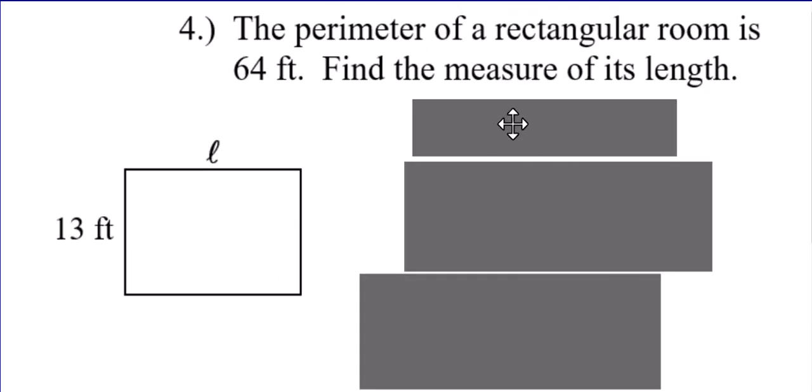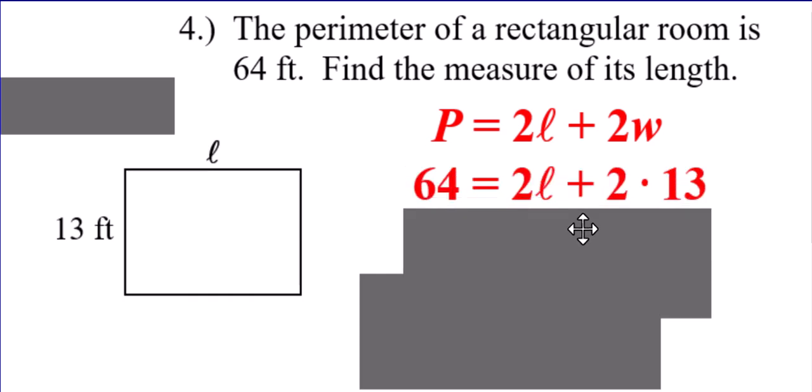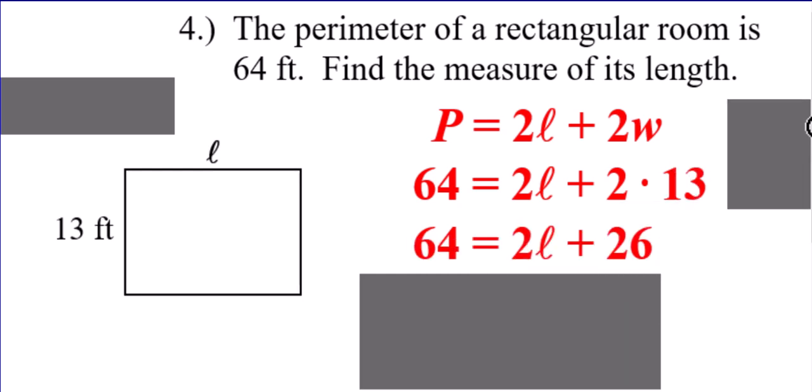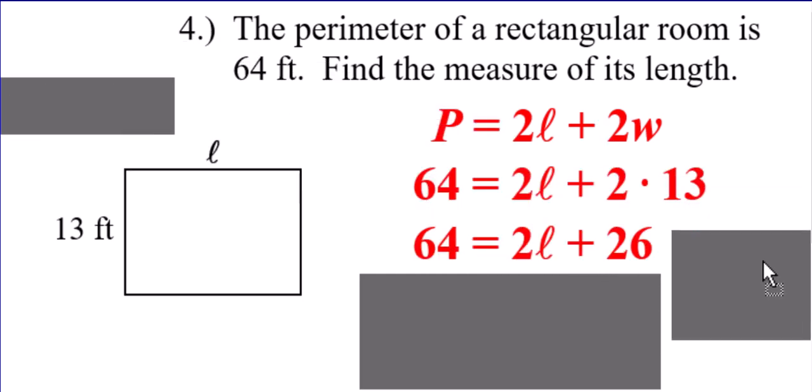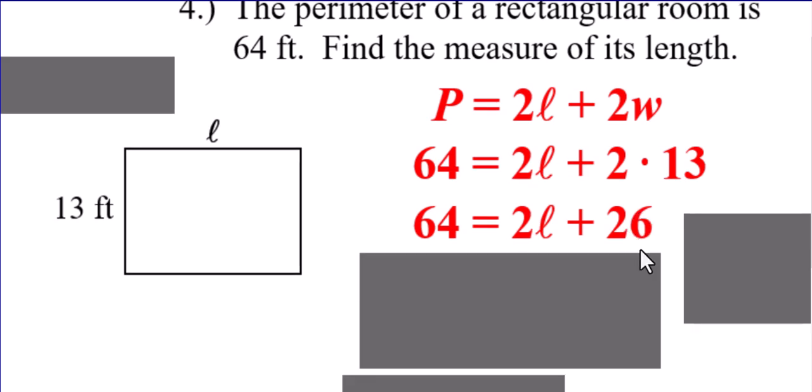Problem number 4. Perimeter formula. Do we know the perimeter? Yes, we do. It is 64 feet. They tell us that in the first sentence. We do not know the length this time. Find the measure of the length. So L stays as L, but we do know the width. That is the 13. And 2 times 13, we can do that and get 26. So 2 times 13, 26.